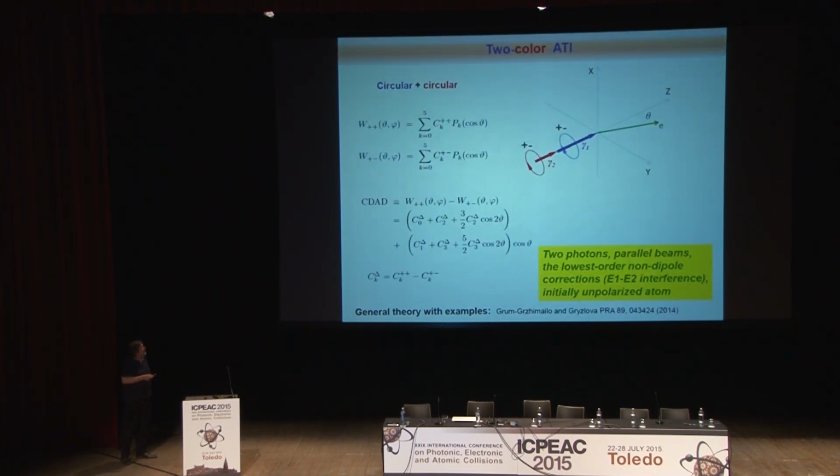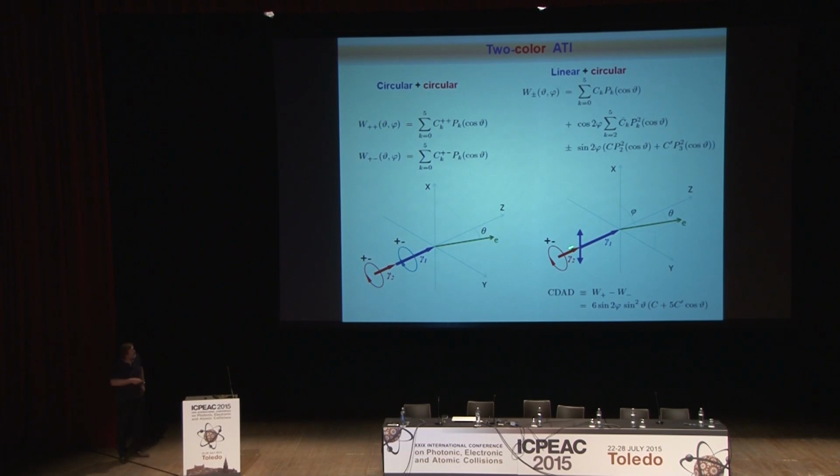If we have two circularly polarized beams, the angular distribution is actually symmetric. These two circularly polarized beams can be either with equal helicities or with opposite helicities, and we have these five Legendre polynomials, and the odd ones are just due to this non-dipole contribution. We can subtract one from another and obtain circular dichroism in the angular distribution. This term describes the dipole part, and this describes the non-dipole part, and here this cosine just gives us the forward-backward asymmetry.